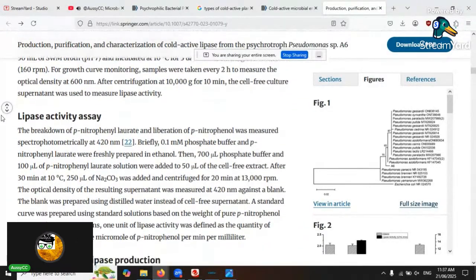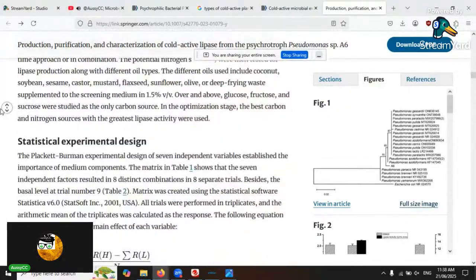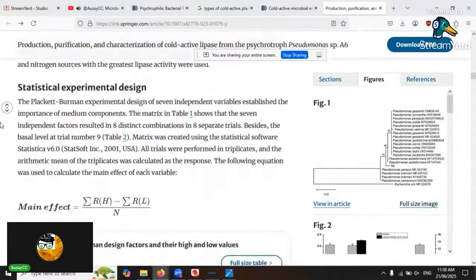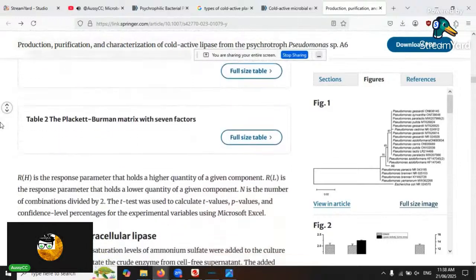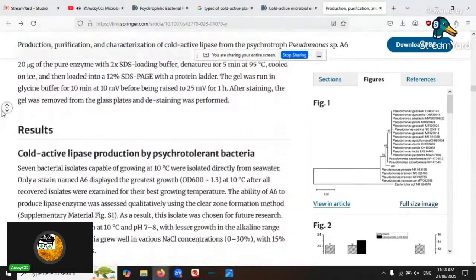Lipase activity. Very good. Statistical experimental design, not bad, it's not results. Purification. Results.